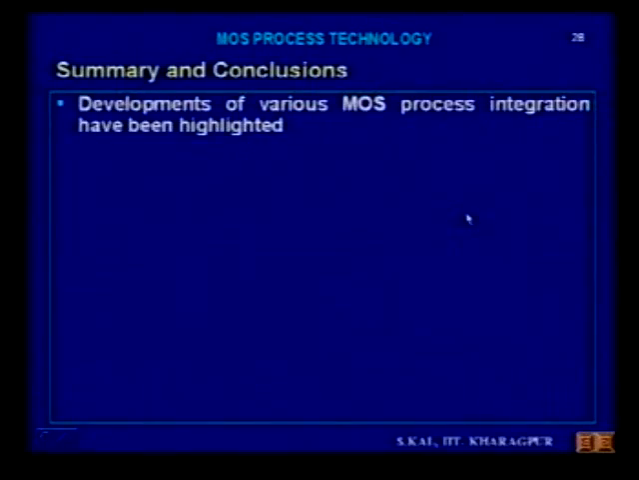So before going to the next lecture, let me summarize what we have discussed in the last lecture, where I mentioned the problems of MOSFETs, namely short channel effects, latch up effect, radiation effect, etc., and how they can be removed. Some remedies also I suggested. To summarize, we have discussed developments of various MOS process integration, and the basic features of individual steps have been highlighted.